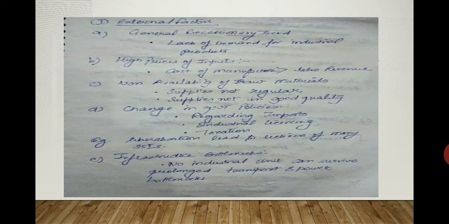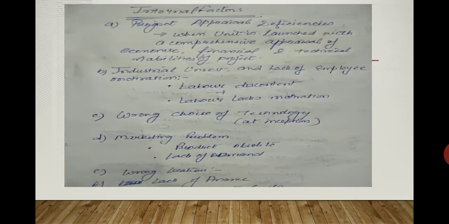The next one is industrial factors, internal factors. These are related to project appraisal deficiencies. Here we talk about all the things which relate to the fact that the unit has been launched without a proper appraisal of the economic, financial and technical viabilities of the project. We are investing in a project that has not been carefully analyzed. Because of our failure to do that, the project is leading us into losses. So this concept is related to that, and it also causes industrial sickness.